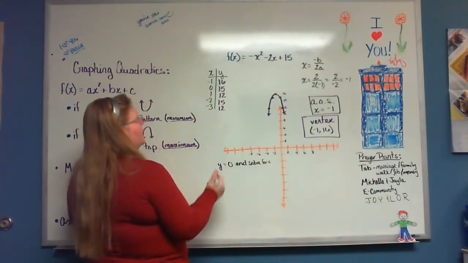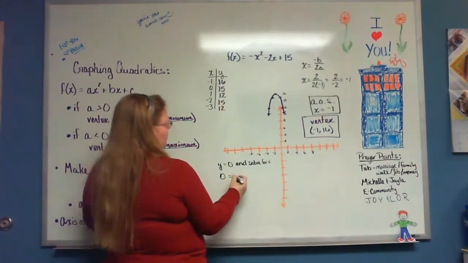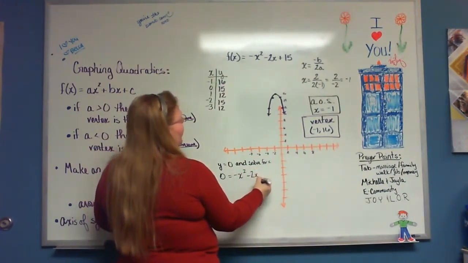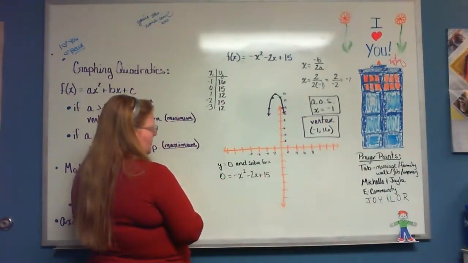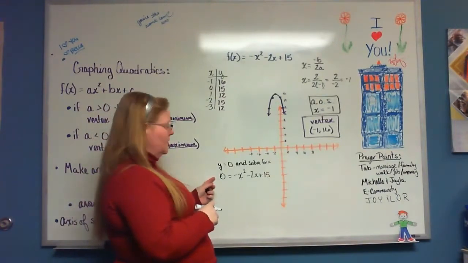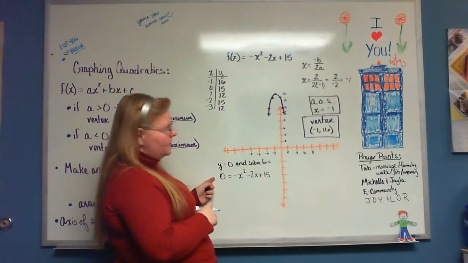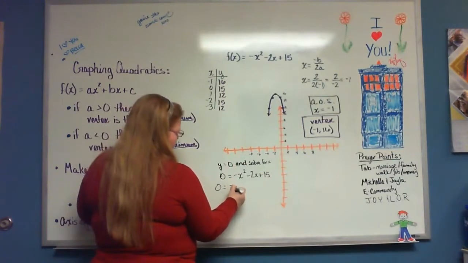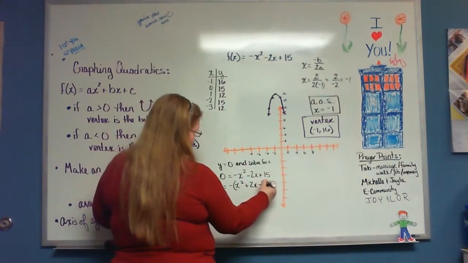That was what we did. So up here, we know f of x is the same thing as y, so I'm going to let that be 0. That gives me -x squared minus 2x plus 15. If we're going to solve for x, we need to factor it. And the first thing we do in factoring is take out any GCF. We don't like having a negative there, so let's take it out. That's going to leave me with x squared plus 2x minus 15.